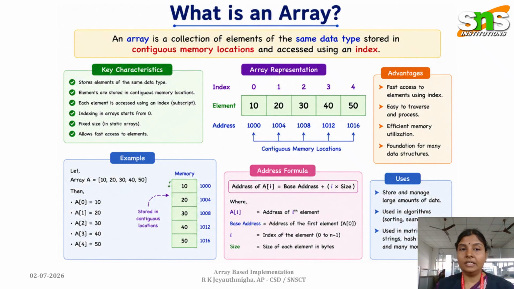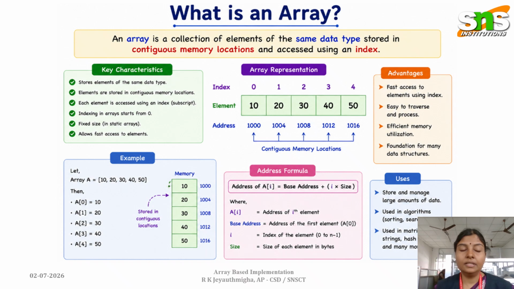What is an array? We can define an array as a collection of elements of the same data type stored in contiguous memory locations and accessed using an index. The key characteristics are: it stores elements of the same data type. Elements are stored in contiguous memory locations. Each element is accessed using an index. Indexing an array starts from 0. Fixed size allows fast access to elements.